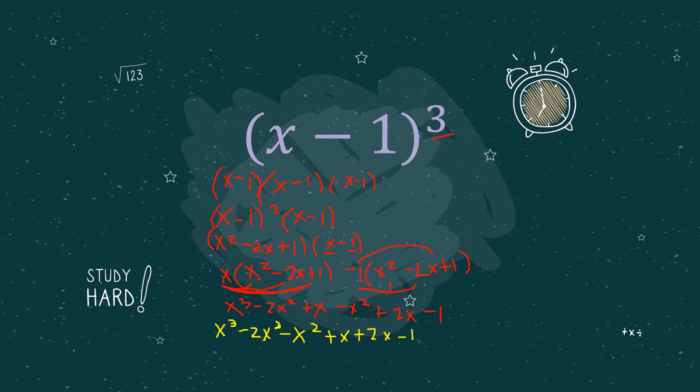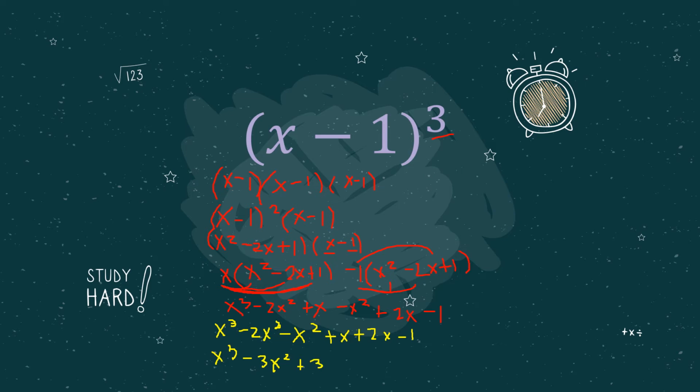Okay, so next. So, combine na natin sila. Pwede na natin pagsamahin. So, this will become x cube, minus 2x squared minus x squared is negative 3x squared. Yan. Okay, next. Positive x plus 2x is positive 3x.